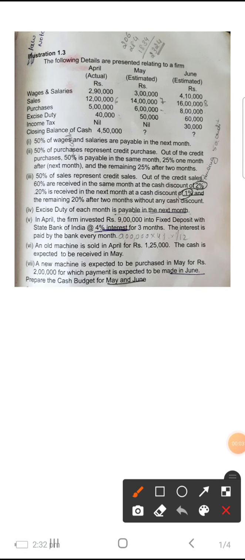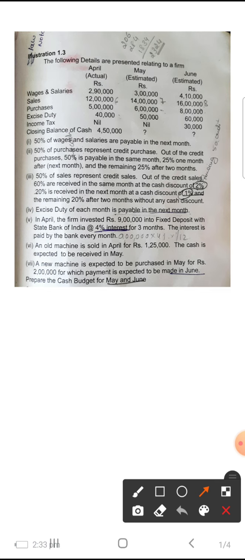Hello students. Today I will be explaining the problem on cash budget. I have done a few problems under cash budget. This is also similar to the previous problem. I'll go through the problem first, then we'll go for the solution.